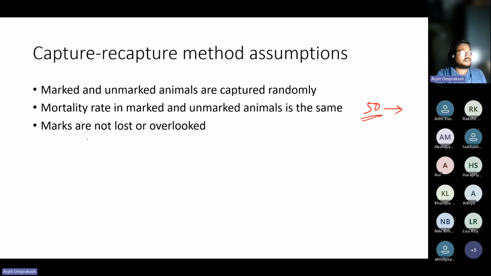Right. And the third thing is that marks are not lost or overlooked. You need to make sure that the second time you're catching individuals, you are not overlooking any of the marks, and the marks that you're putting should not be something that will easily go away. For example, permanent markers generally stay for a while in many animals, whereas in some animals these things might just go off. For example, snakes or other animals, when they shed their skin, if you have a mark on their skin, then those marks might be lost. Right.